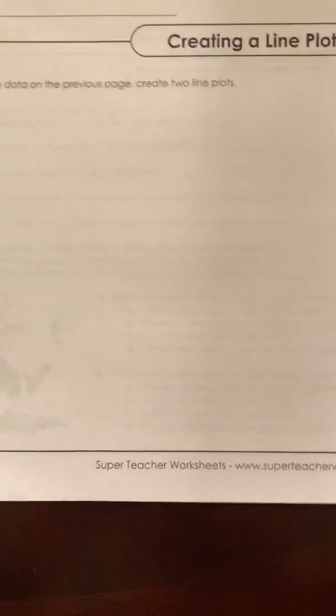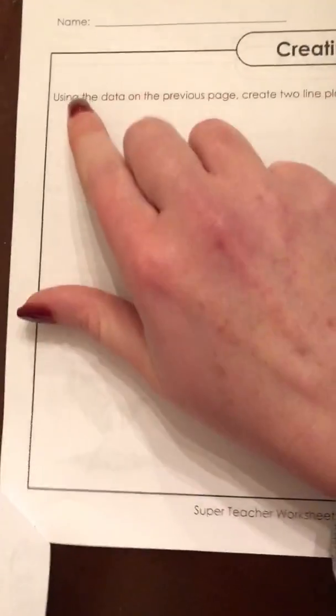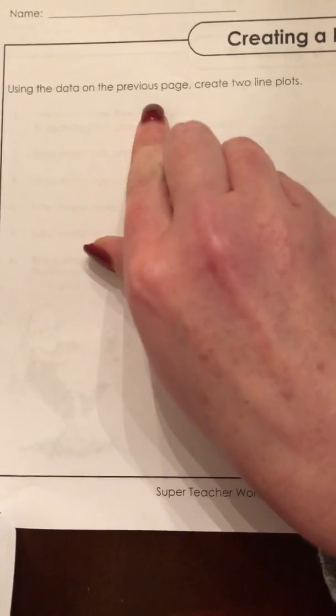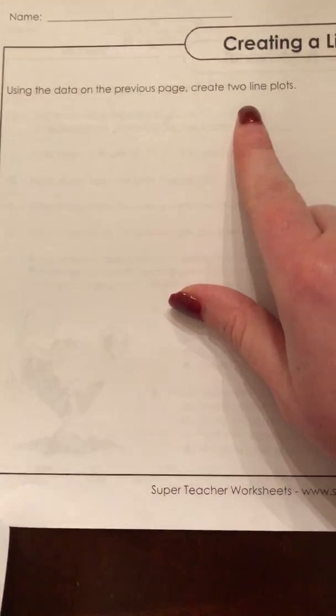Then go ahead and turn the page. This is the page that you're actually going to make your dot plots on. It says, using the data on the previous page, create 2 line plots. You're going to make one on the top of the page for the boys and the bottom of the page for the girls. If it helps you, you can tear off that first page so you can cross off each name as you do it. I don't need that first page, but I do need the second 2.